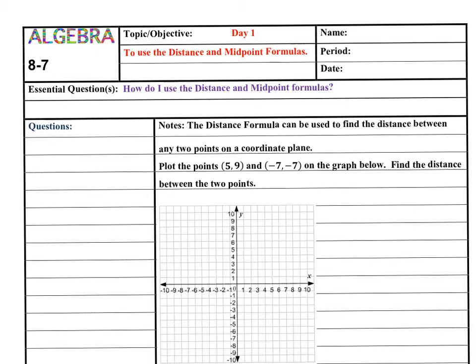So can you please graph the 2 points on our first question, (5, 9) and (-7, -7). Put those on your graph, and I want you to just try to find how far apart are they from each other on the graph. I'm going to give you like 2 minutes. Try to find how far away they are with your partner. My hint to you would be to draw something else besides 2 dots on your graph.